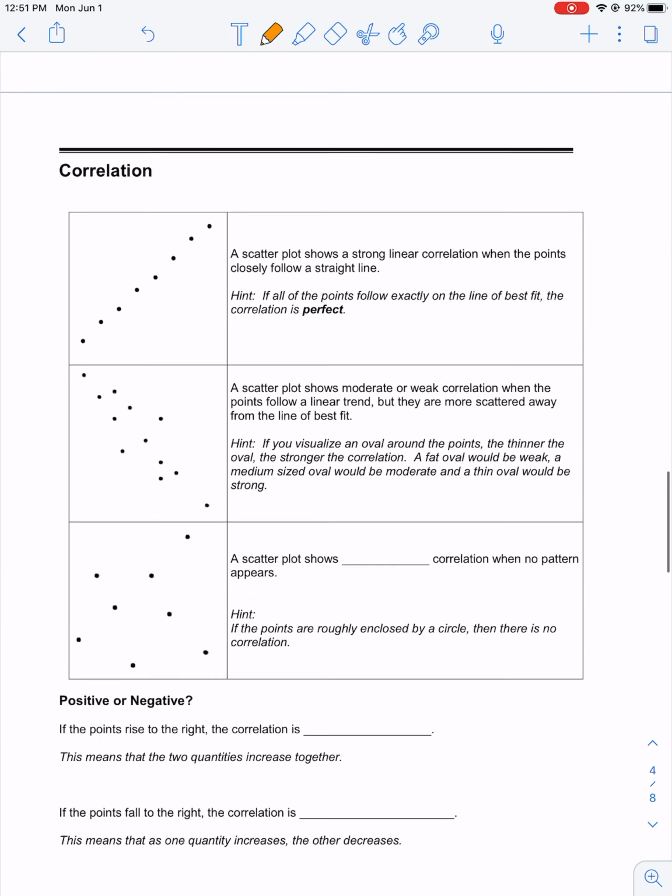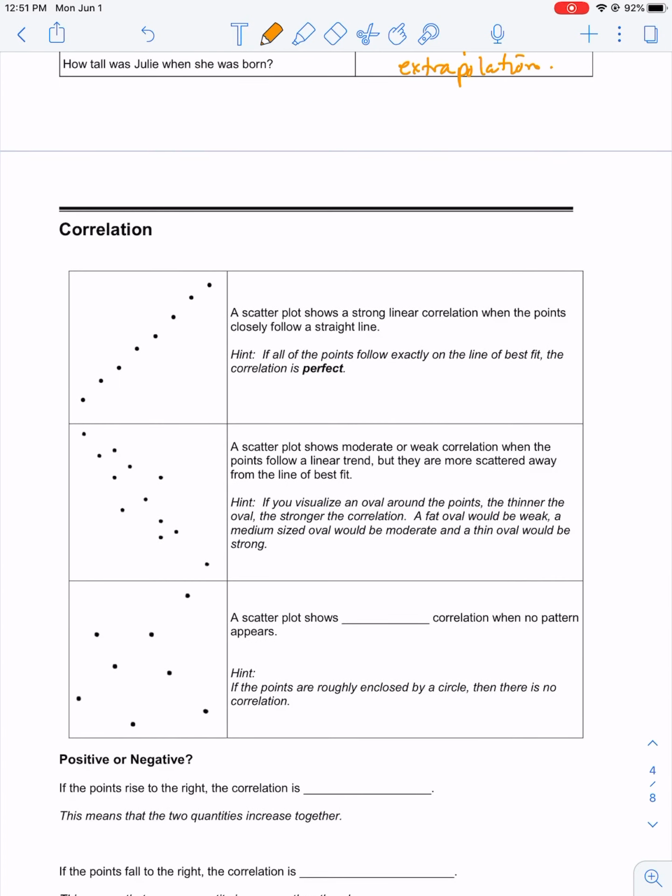All right, last thing in that activity was correlation. A scatter plot shows a strong linear correlation when the points closely follow a straight line. If all the points follow exactly on the line of best fit, the correlation is perfect. So this is not a perfect straight line, but it's so darn close to it. So this is what we would call strong.